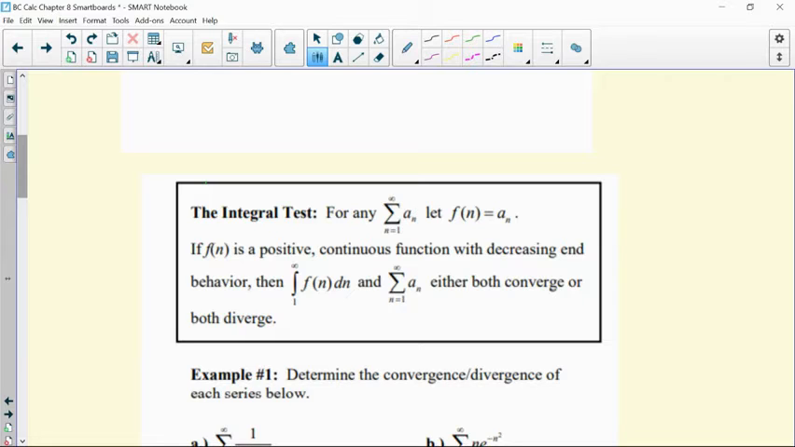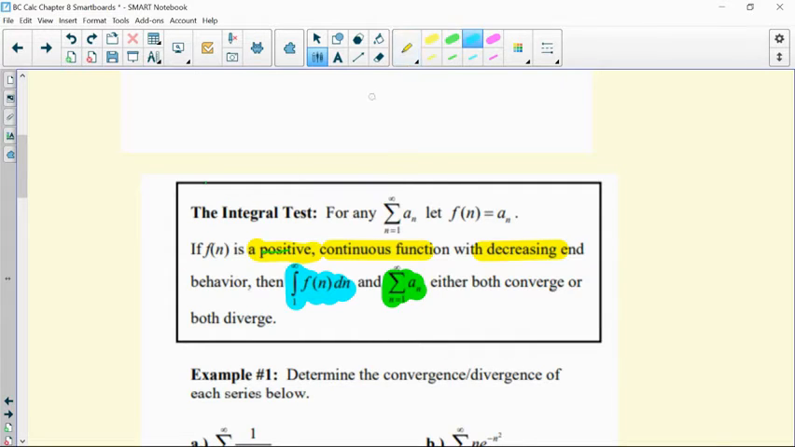For an integral test, if you have a series that meets three conditions: your terms have to be positive. Oops, I didn't mean to cross that out. Sorry. Your terms have to be positive, you have to be looking at a continuous function, and the end behavior has to be decreasing. If all three things are met, then the series that you're trying to analyze and the integral that represents it as a function, as an improper integral, will behave the same. They either both converge or both diverge.